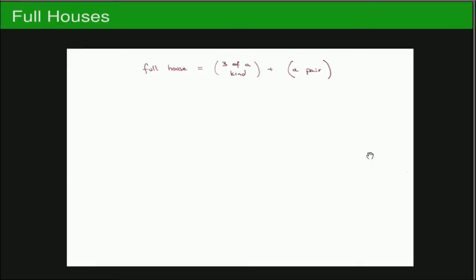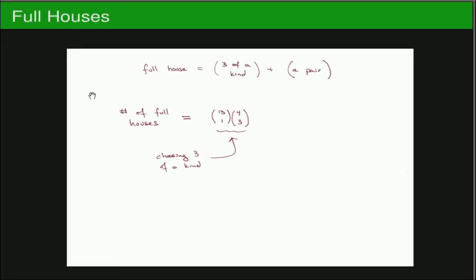So the second type of hand that we'll calculate the numbers of will be full houses. So our first question is, how do we characterize a full house? Well, a full house consists of three of a kind of one type of numerical value, and then a pair for a second numerical value.